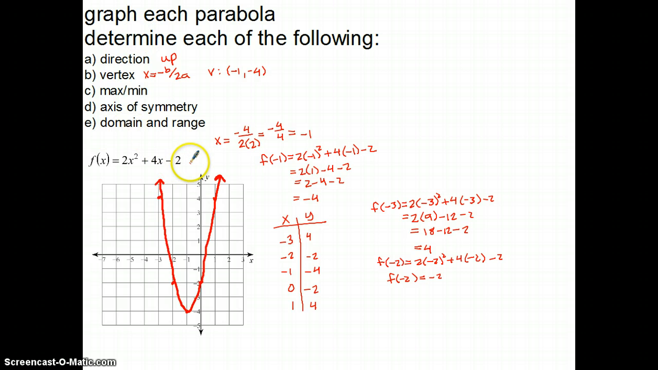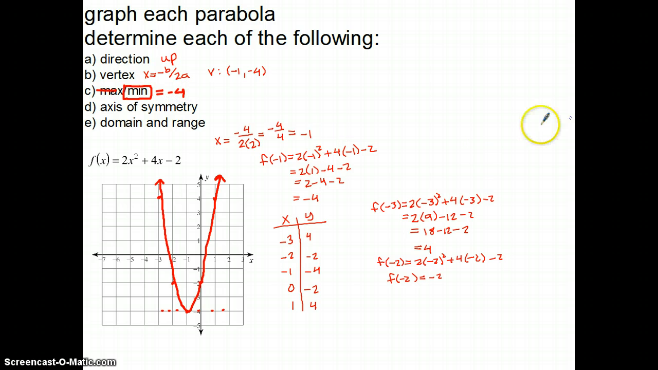The minimum is the smallest possible y value, or the floor of your graph. If you start at the top and go all the way down, the farthest down we can go on our graph is this floor, which is at negative 4. So you do not have a maximum, but you do have a minimum, and it is negative 4.